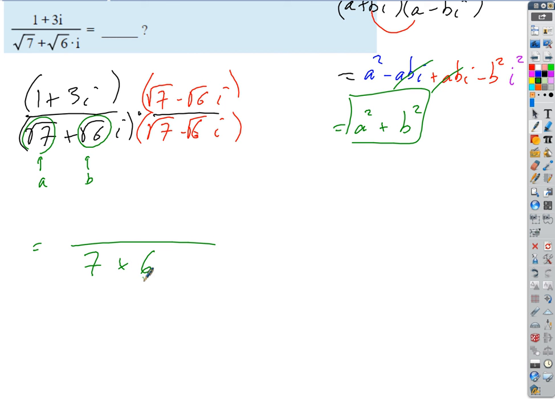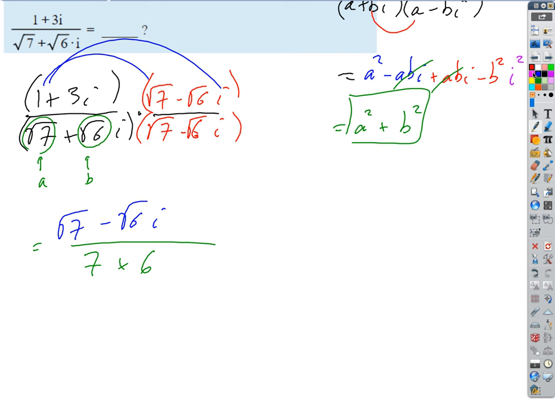On the top, we do have to go through the whole distribution process. So I distribute the 1. That's easy. Just gives me that, right? So I get 1 plus square root of 7 minus the square root of 6i.